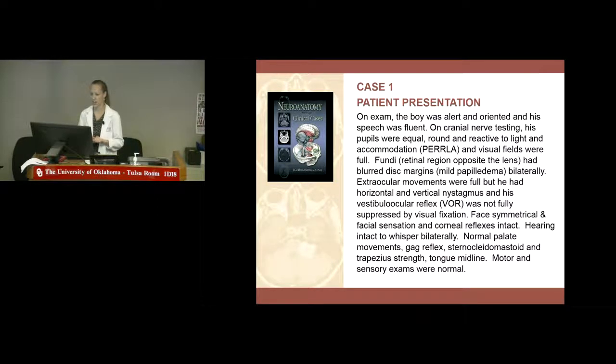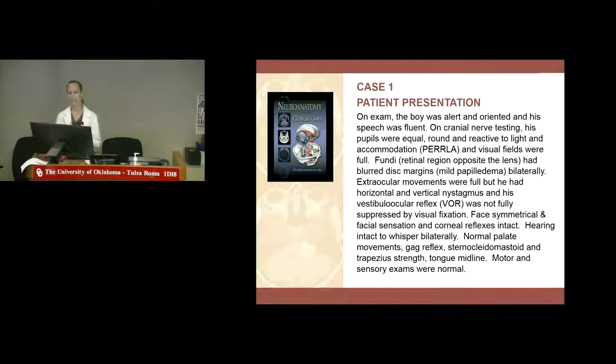Let's see. His fundi, which are the retinal region opposite the lens, had blurred disc margins. We haven't really talked about that, but that's something called papilledema. So mild papilledema bilaterally. So the back of his eyeballs aren't looking quite right, even though his vision is intact. His extraocular movements were full, but he had horizontal and vertical nystagmus. And his vestibulo-ocular reflex was not fully suppressed by visual fixation.